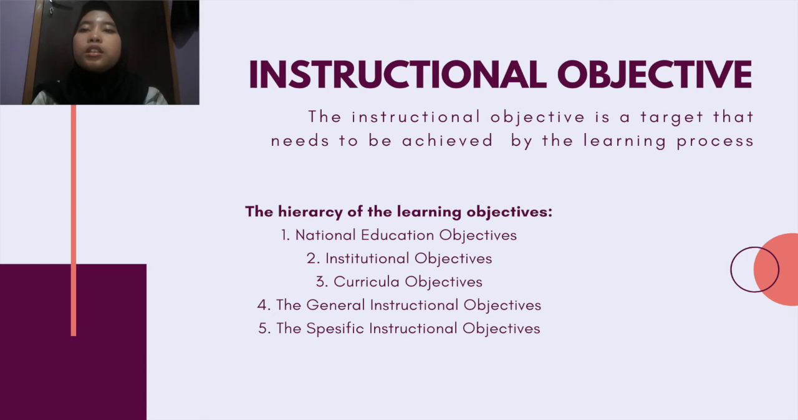And then in the last place, at the bottom of the hierarchy, there is the specific instructional objective. This objective is an explanation of the general one. This objective is made by the teacher with the purpose that the behavior in this objective can be measured.